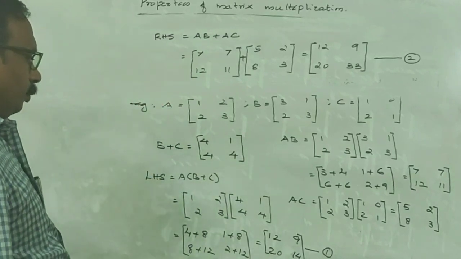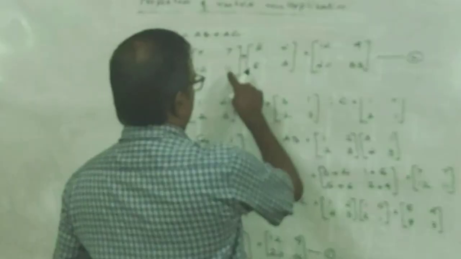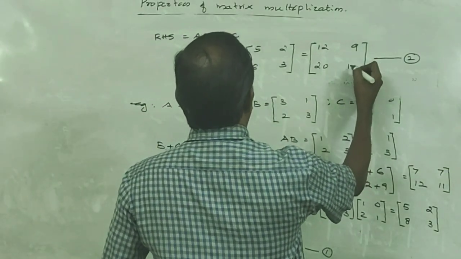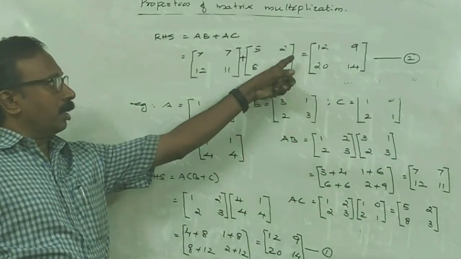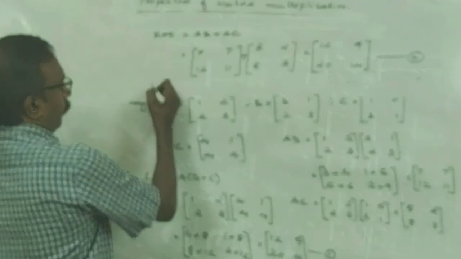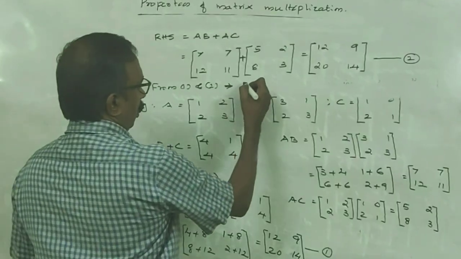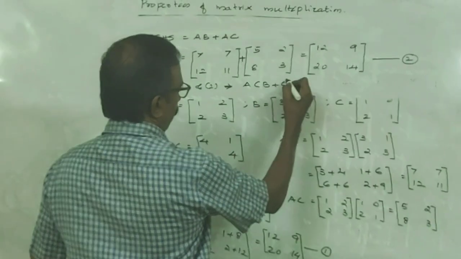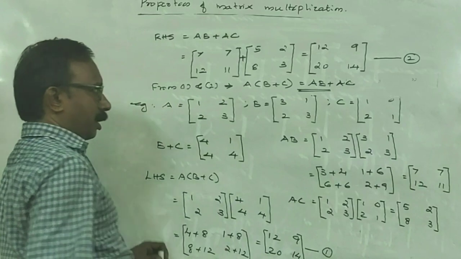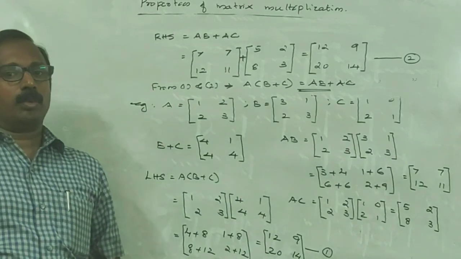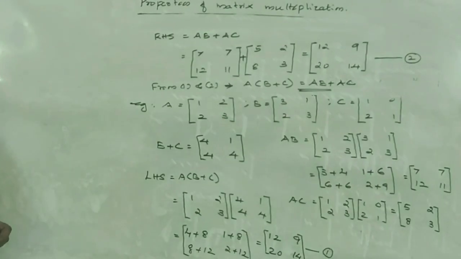From equation 1 and 2, we have [12, 9; 20, 14], isn't it? From 1 and 2, we have A into (B plus C) is equal to AB plus AC. That is, matrix multiplication is distributive over addition. These are the properties of matrix multiplication.